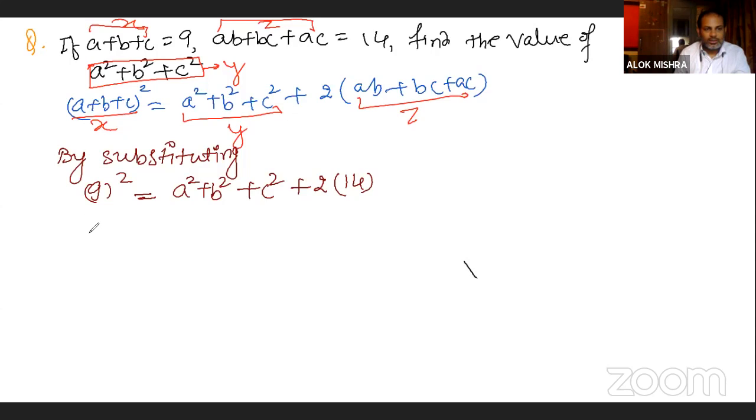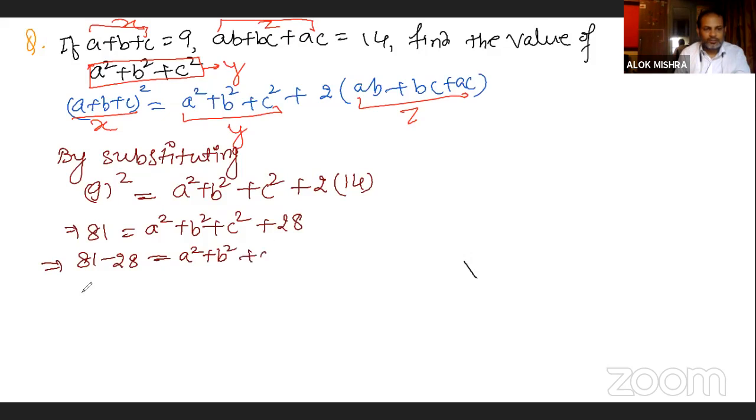So it is 81 is equal to A square plus B square plus C square plus 28. So it is 81 minus 28 equal to A square plus B square plus C square. So finally I have A square plus B square plus C square is equal to 81 minus 28, and that gives me the answer as 53.